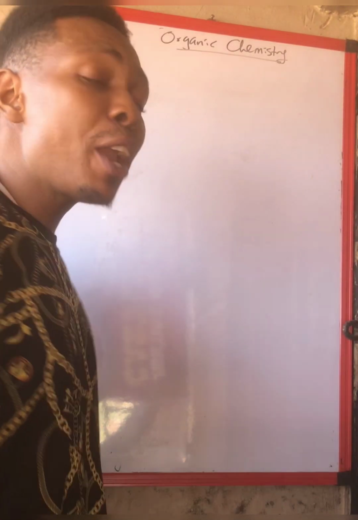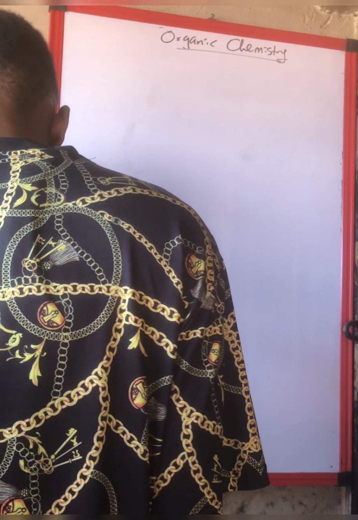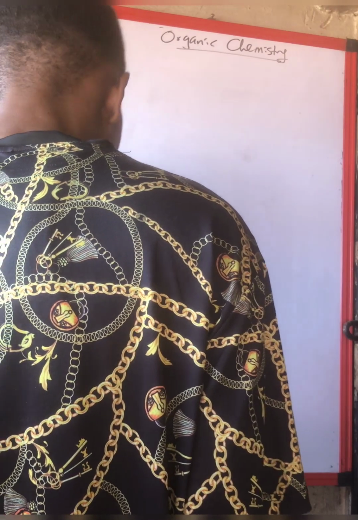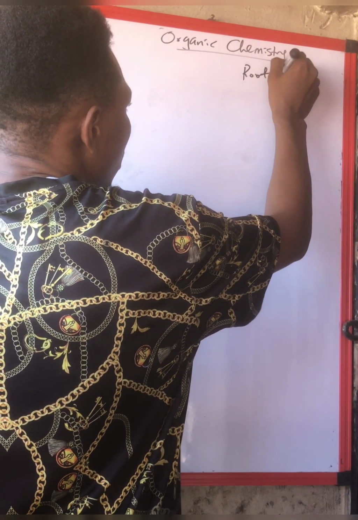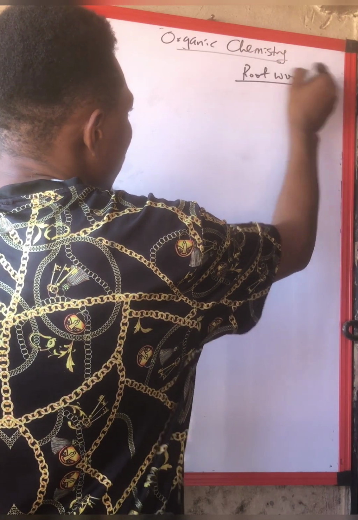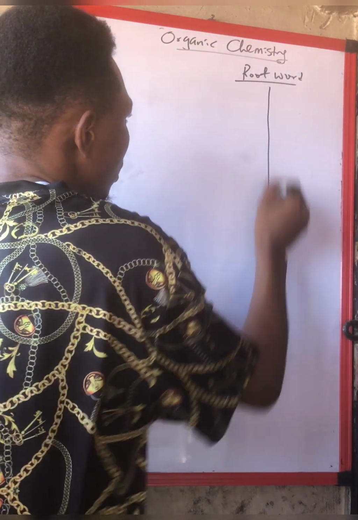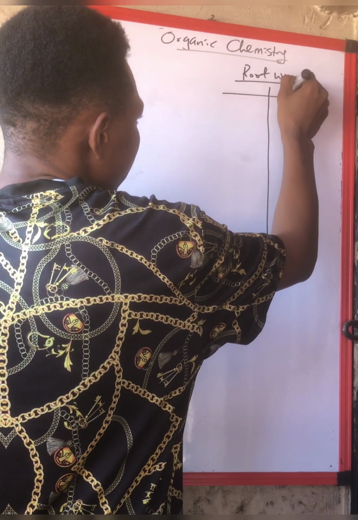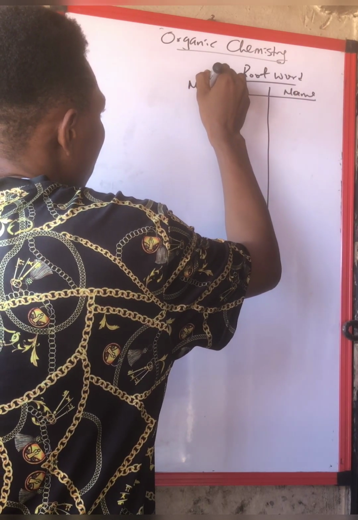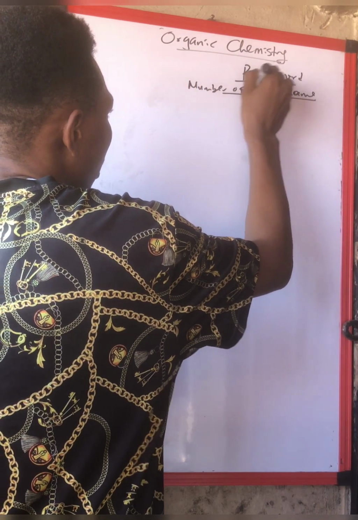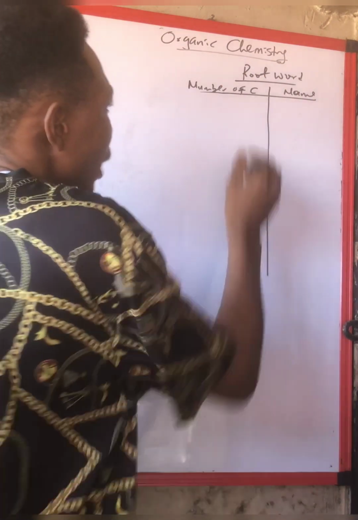All right, so whenever you want to name a compound, you must consider the root word. So we have the root word, and in terms of the root word, this is the name, right? Number of carbon. So we have number one.